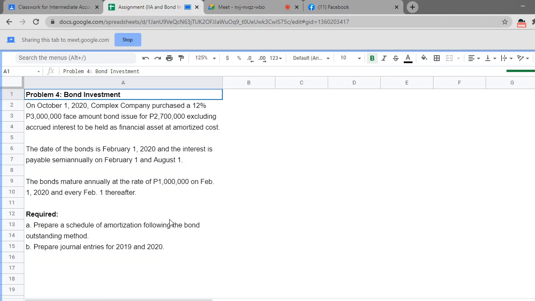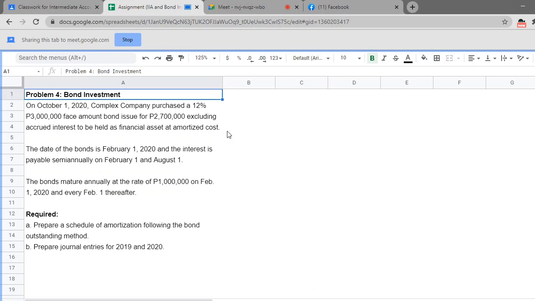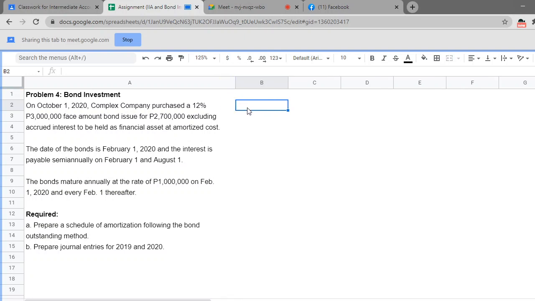Problem number 4 is still the same. It's a bond investment, but this time, the bond outstanding method will be used. So, please, let's answer this one first. I know it's already 11. This is the last one, because the next topic is about the effective interest method. Okay. Bond investment using the bond outstanding method. Prepare a schedule of the amortization. Okay. On October 1, Complex Company purchased 12%, 3 million face amount bonds for 2.7 excluding accrued interest. So this time, this is a financial asset at amortized cost. So if amortized cost, we no longer adjust to fair value. Okay? We will just consider the premium and the discount.